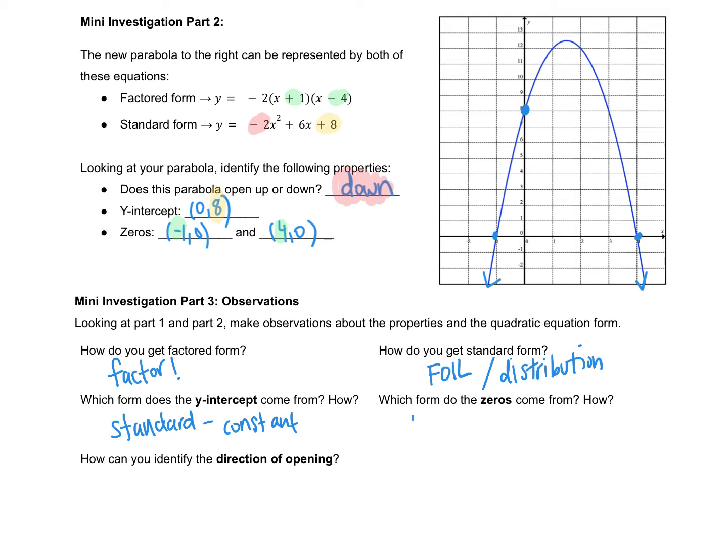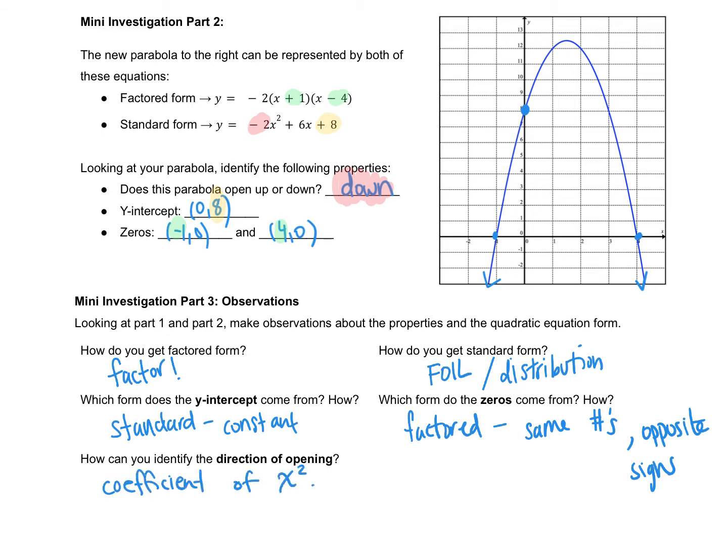Where do the zeros come from? We saw that they came from the factored form, and they were opposite signs. So same numbers, opposite. Finally, how can you identify the direction of opening? So it came from the coefficient of x squared. If it was positive, it opened up. If it was negative, it opened down.